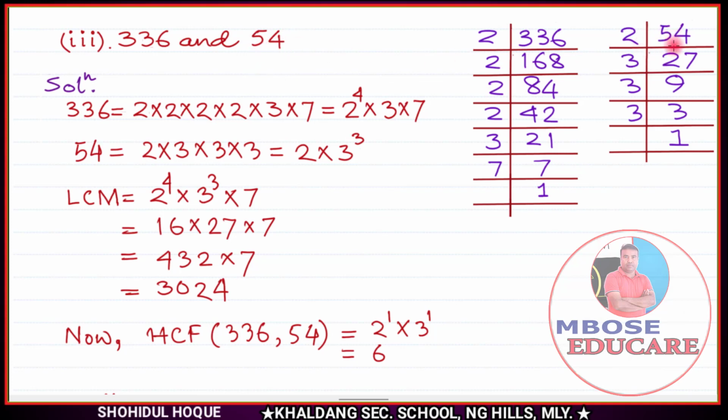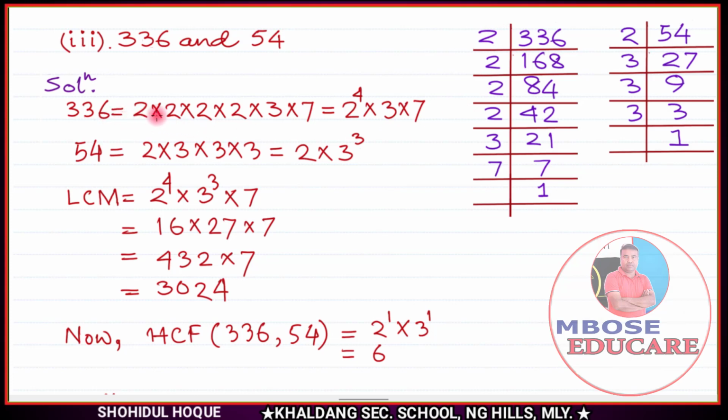We have to find out the prime factors. 54 can be divided by 2. 27. 27 is divisible by 3. 9. 9 is divisible by 3. Answer is 3. 3 is a prime number. 3 we can divide by 3. Answer 1. Now we shall write these prime factors as their product.